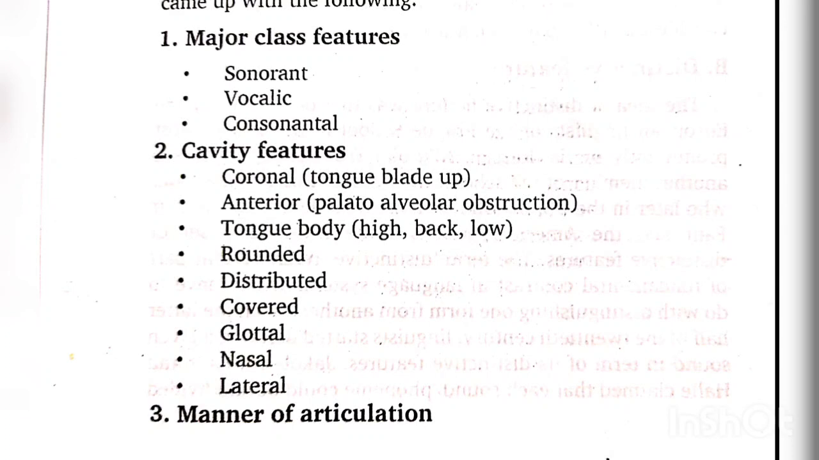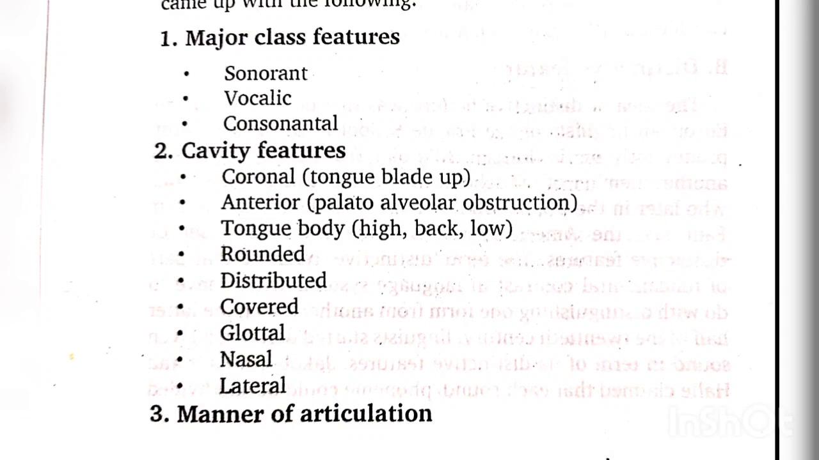First one: sonorant, vocalic, consonantal. Cavity features are coronal, that is the tongue blade is up. Blade of the tongue is up. Coronal, here it means that the tongue blade is up. Anterior means palato-alveolar obstruction. Palato is based on the hard palate, soft palate. Alveolar, the teeth ridge, obstruction. Anterior, posterior. Posterior is the back of the mouth, anterior is the front.